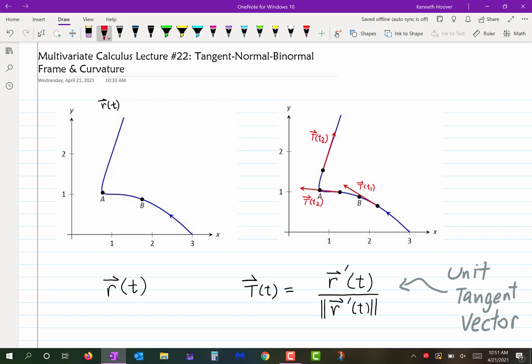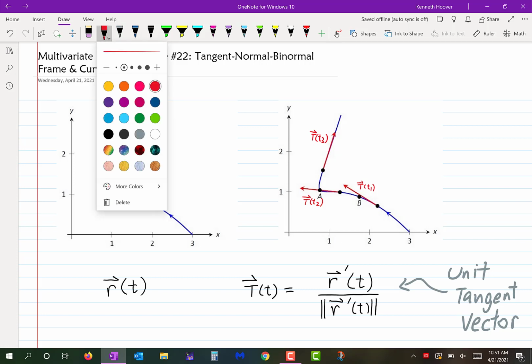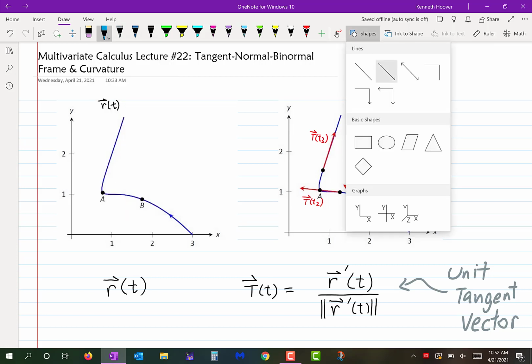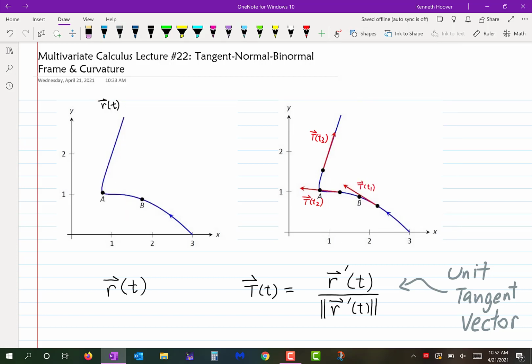What color should I make this one? How about let's make these this blue color, okay? Now, this is going to be a vector that is perpendicular to the tangent. Of course, we don't use that word perpendicular, do we? We call it orthogonal.